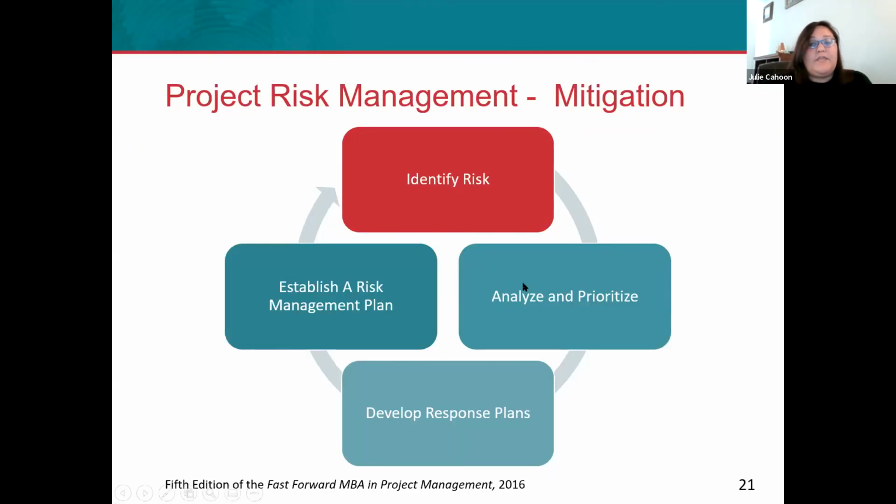Okay, and so here we'll talk about project risk management and the mitigation components. So this graph displays the project risk mitigation process. The initial step to risk management is identifying a risk. There are different kinds of risks. Common risks are related to cost, scheduling, and performance.